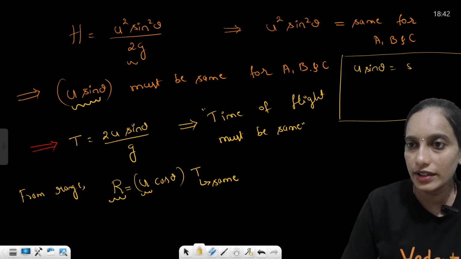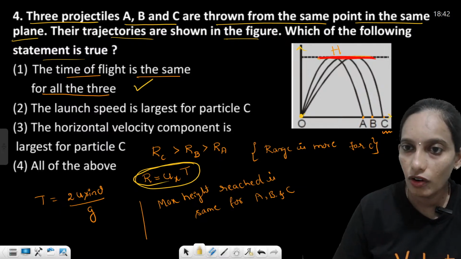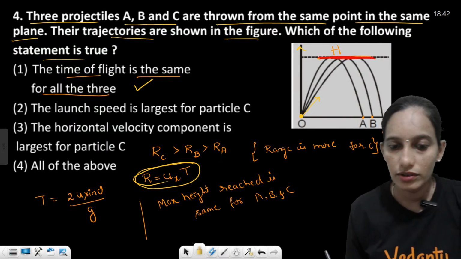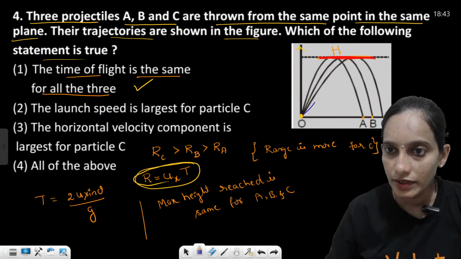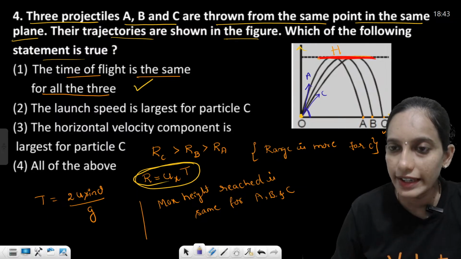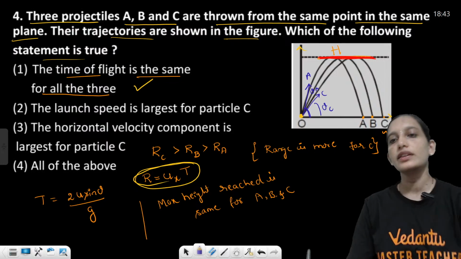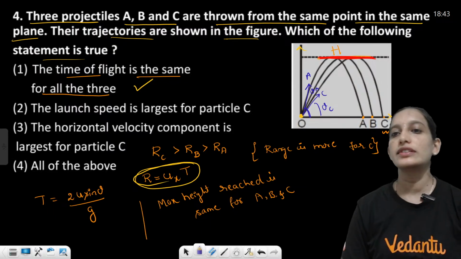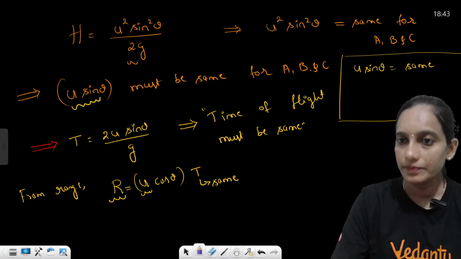For u sin theta to be the same, observe here the angle of projection. Okay, let me take a different color. This is for C, right? And this is for A, the last one. So theta for A is greater. This is theta C. This is theta A. Correct? Theta for C is smaller than theta for A.